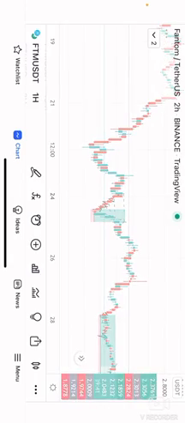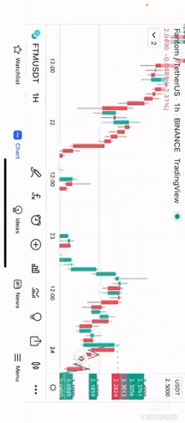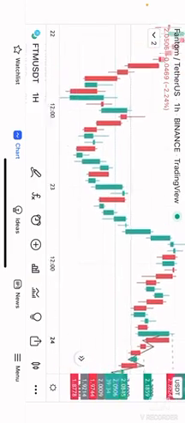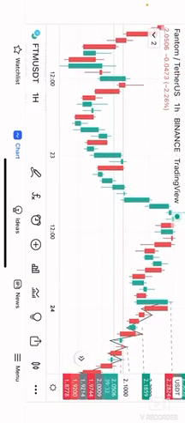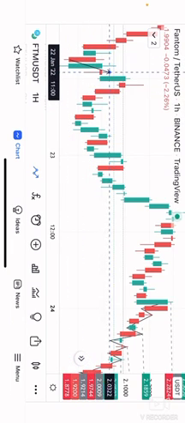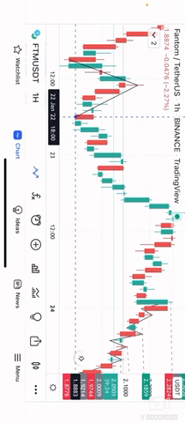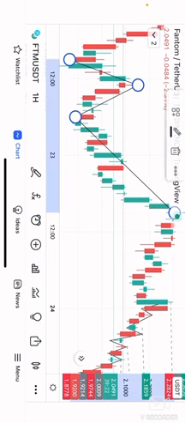Okay. This one here. What do we see here? This is a demand zone, right? It went down and it broke market structure. What will you call this one? It broke market structure like this.